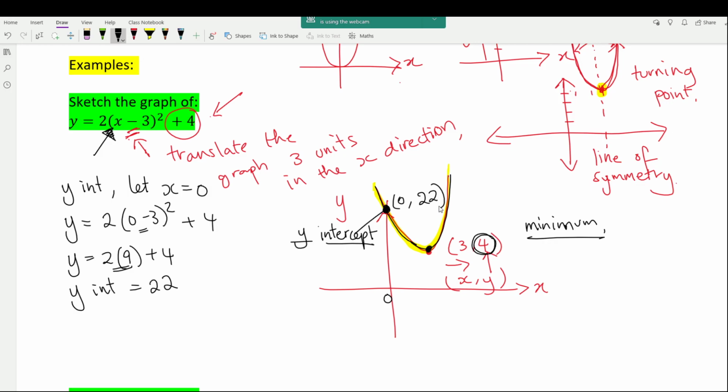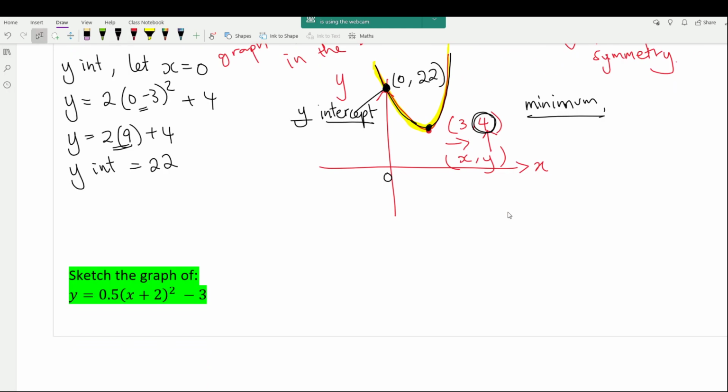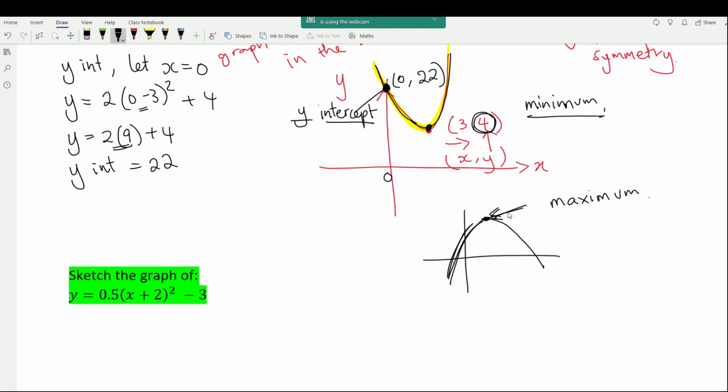If your parabola looks something like that, then we have a maximum. You can think of this as the highest point on a hill. So that's a maximum. Think of our parabola as a hill. What is the highest point on the hill? We call that point the maximum. And this here is like the lowest point, so we call that a minimum.